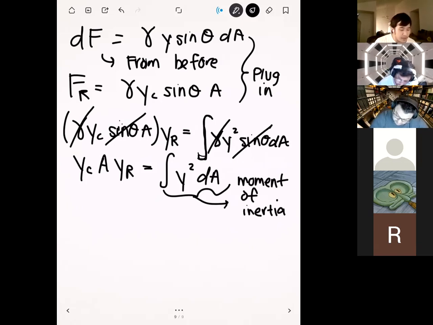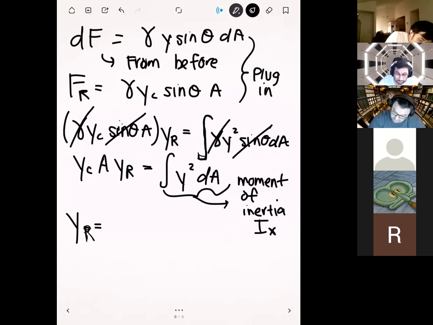I remember the first time I saw this in my fluids class, I was like, oh my God, I can't escape all the statics that I learned before. So it all comes back.